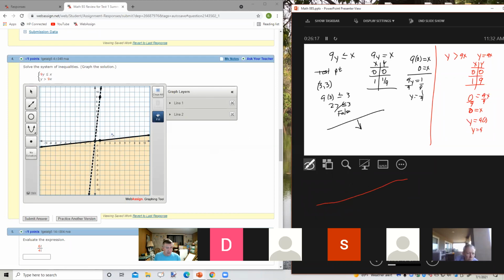And let's see, tell you what, let's use 3, 3 again, because it's not on the line. So test point 3, 3. So we get 3 greater than 9 times 3, 3 greater than 27. That's false. So 3, 3 is not a correct test point for the dashed one. So it's not on this side of the dashed line, which means it's got to be over here. Okay. So then that fill would be here and here.